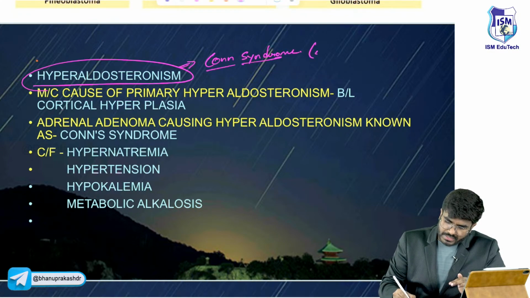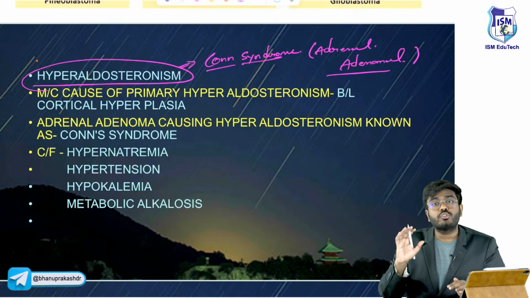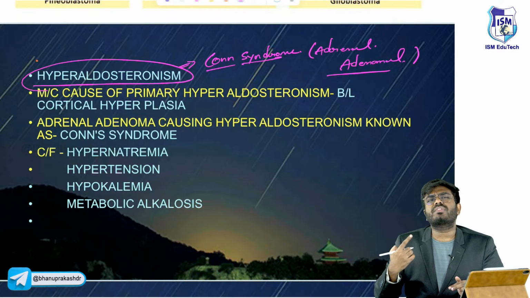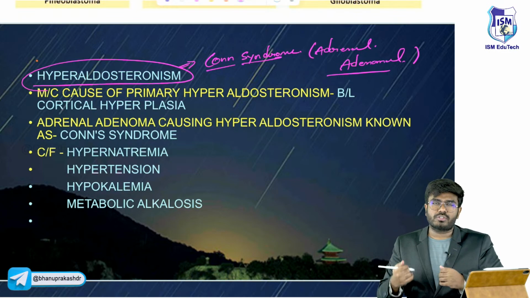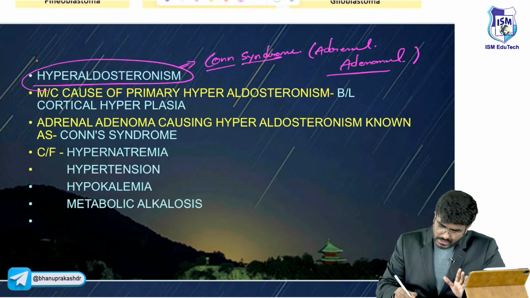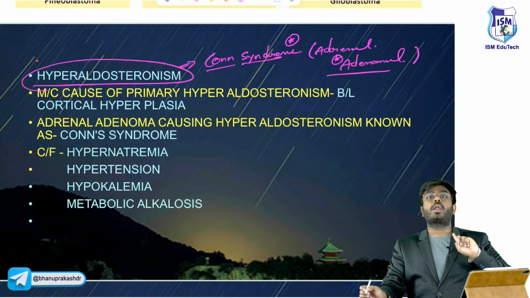What is Conn syndrome? There is an adrenal adenoma, a tumor in the adrenal gland cortex. That's one cause of hyperaldosteronism, with more aldosterone present, but that's not the most common cause. Conn syndrome, or adrenal adenoma, is not the most common cause of hyperaldosteronism.